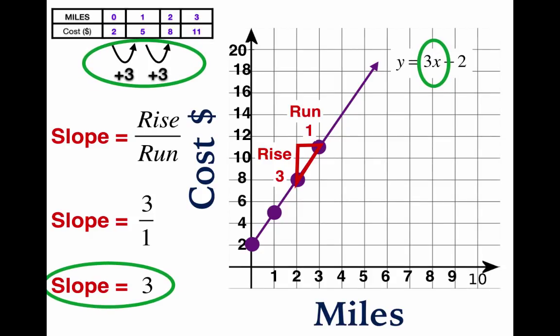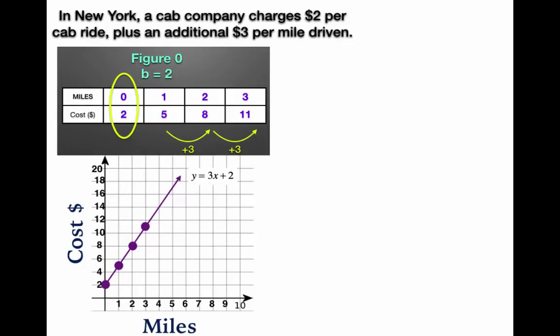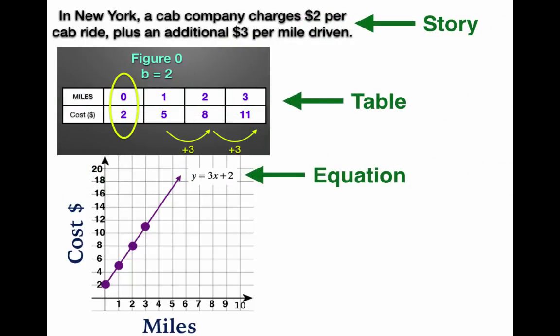Okay, so we're going to wrap up this video now by stepping back and taking a look at our work. So this is kind of all the different pieces that we have. We started with the story. We built the table. We found the equation y equals mx plus b, and then we made the graph. All four representations, and that's what we want to be able to do. Represent any kind of situation 4 different ways.